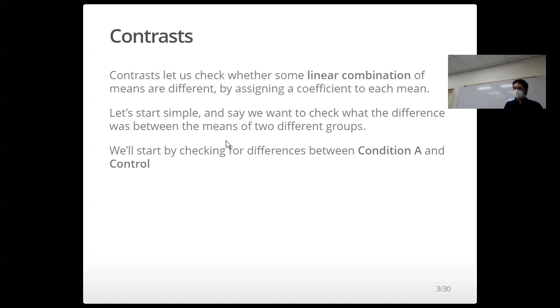And on the other extreme, the simplest thing you can do with a contrast is to check whether the means between 2 individual groups out of many are equal to one another. So we're going to look back at the wine data we've been looking at, and we're going to check for differences between condition A and the control.